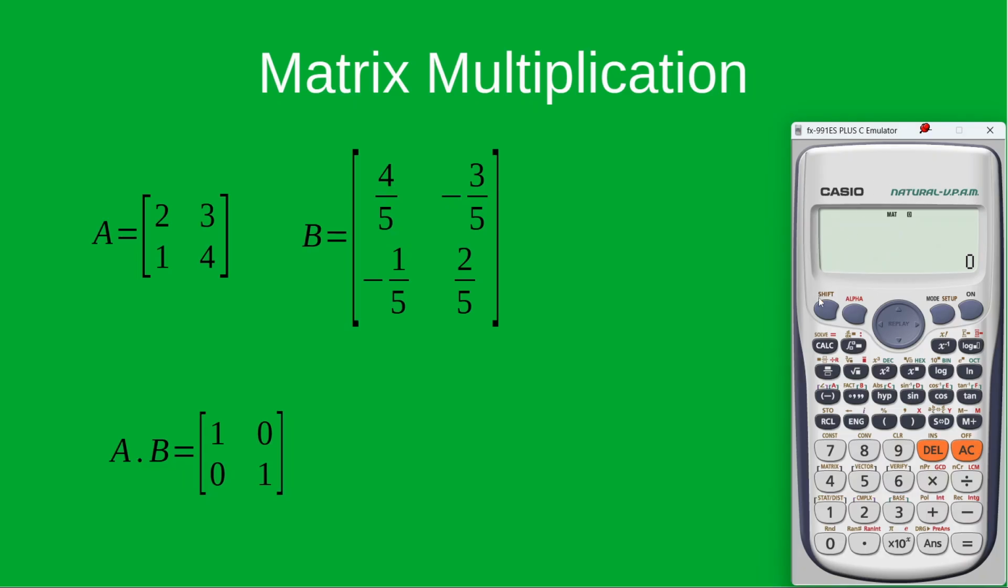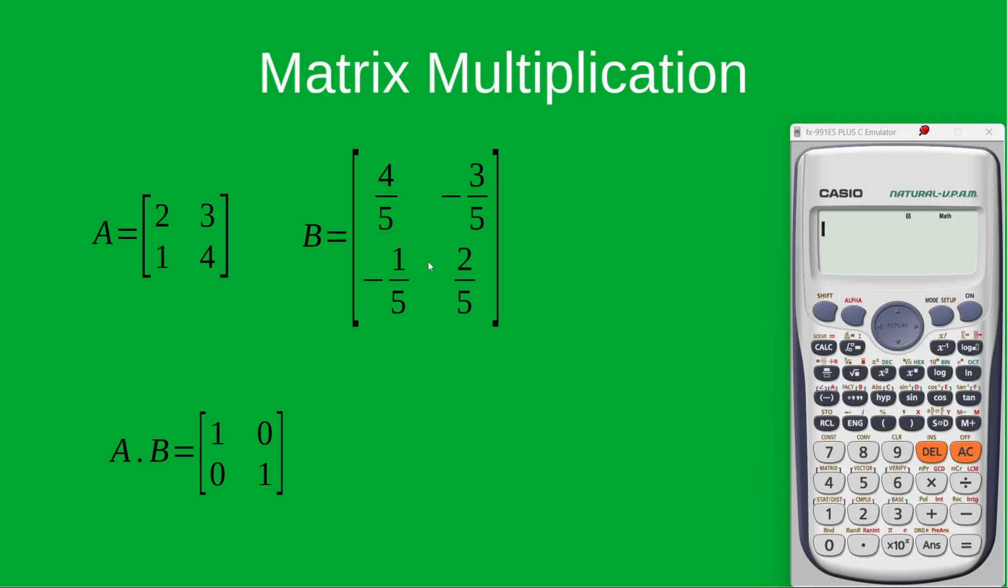To multiply them, press Shift and press 4. Now to call matrix A, we press 3. Multiplied by, again Shift, again 4, and this time we call matrix B, so we press 4 and press equals. Now we have got the product of the two matrices, matrix A and matrix B, which is nothing but 1, 0, 0, 1.